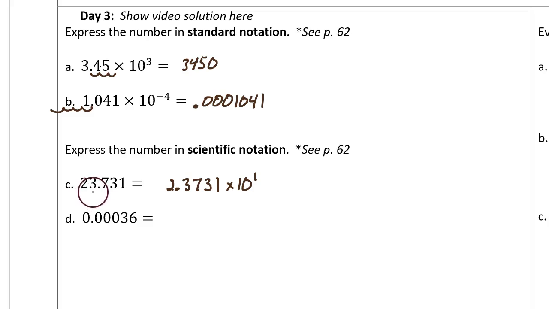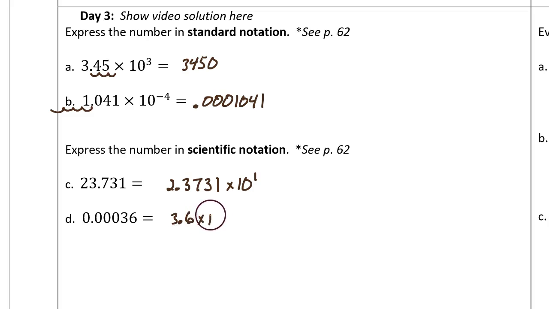To change a number into scientific notation, you rewrite all of the same digits, but you put the decimal point after the first digit. Then you decide on what exponent you need on a 10 in order to recreate the original number. Now let's try D. We're going to rewrite all of these same digits, but put the decimal after the first non-zero digit. So it will become 3.6.